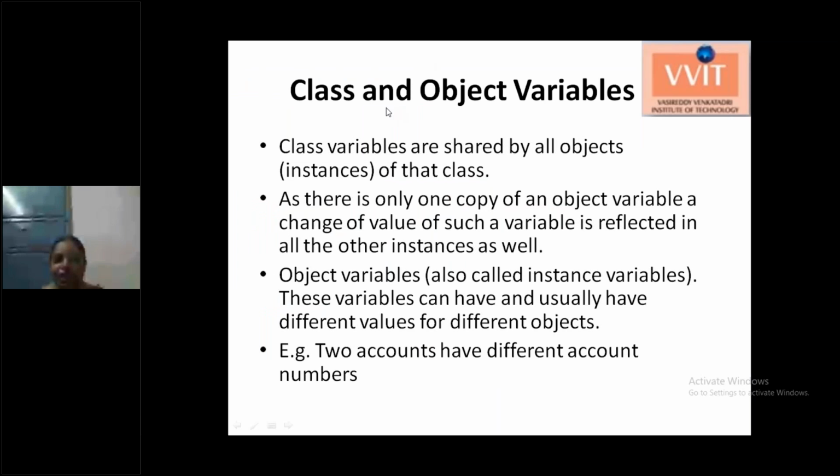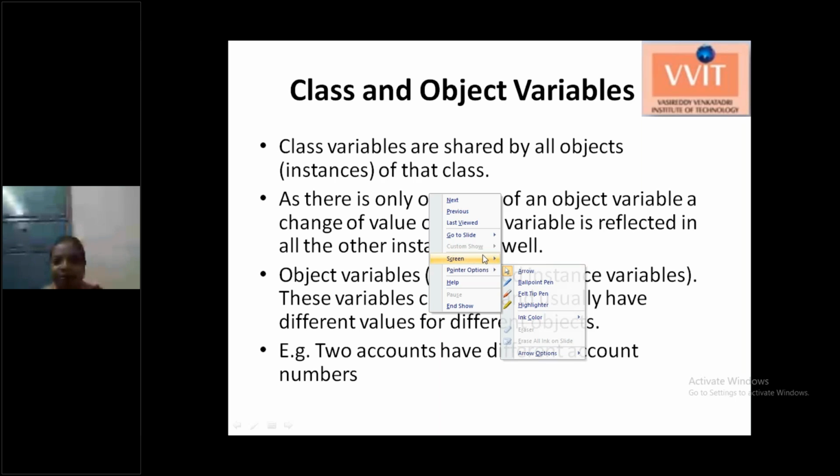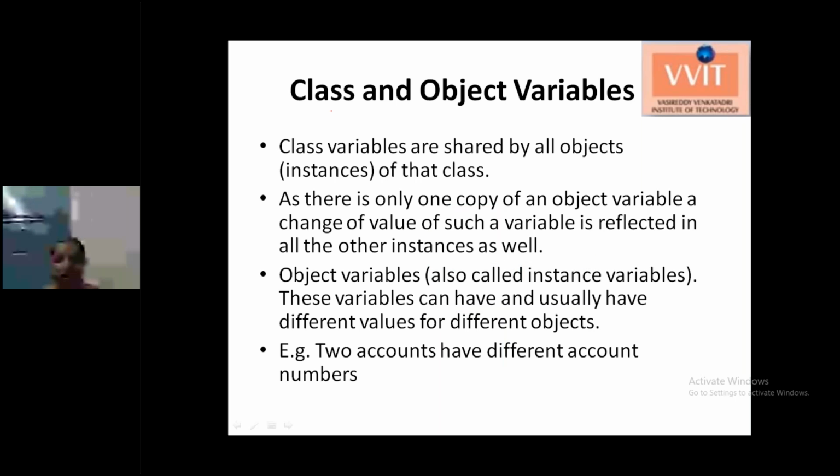Okay, now we'll go to the next topic, class and object variables. So here, object variables are instance variables. I will see how to create these 2 types of variables, class variable and object variable, and how to access these 2 variables and what is the difference between these 2 variables. So class variables are nothing but those shared by all the objects of the class.